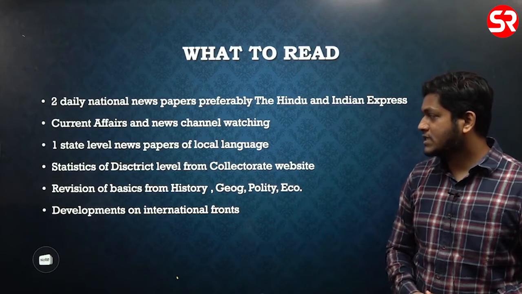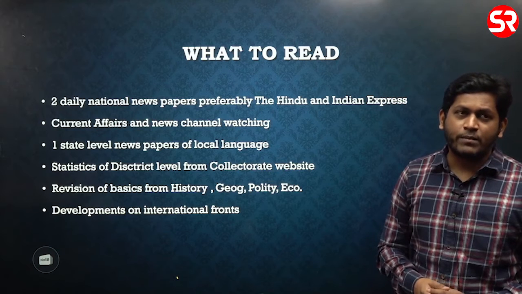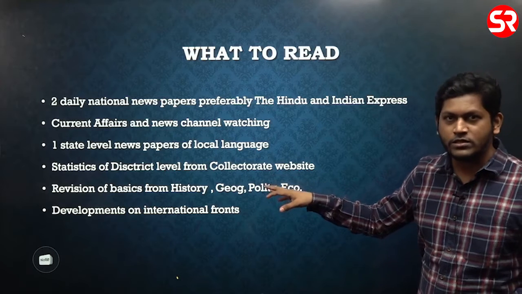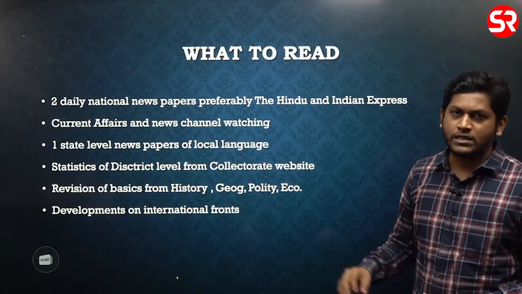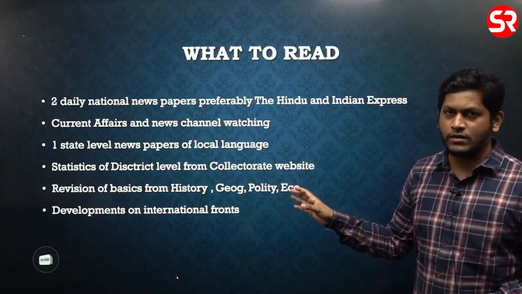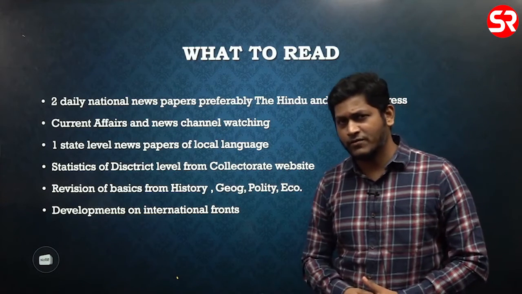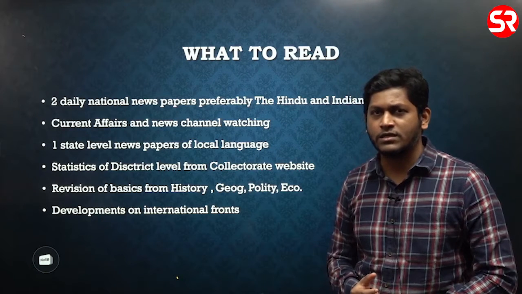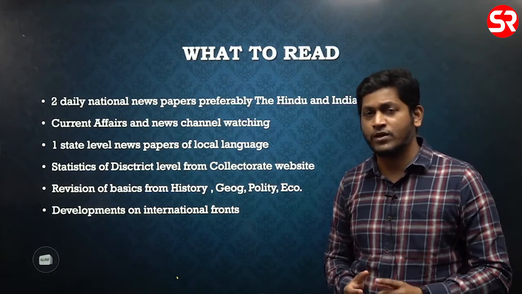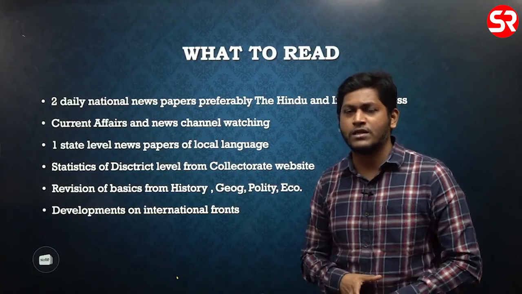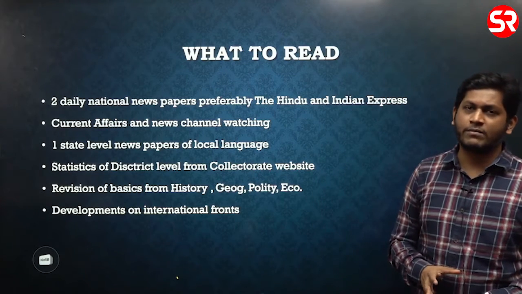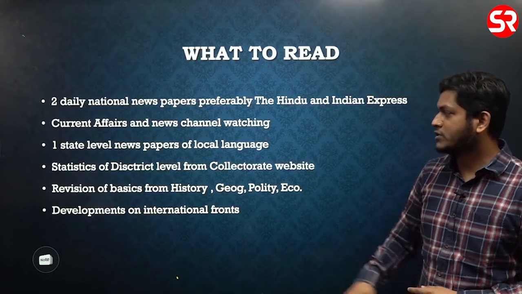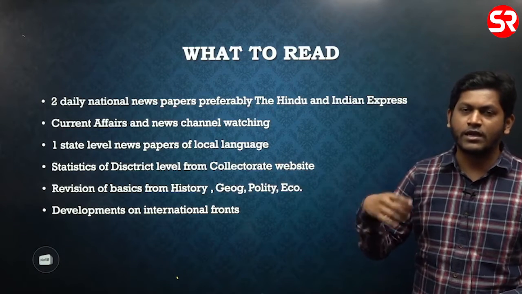Then, statistics at the district level. When you are preparing for the interviews, jot down all the points of the district you are from. This information is easily available on the collectorate websites of the various districts or the state government websites: the number of primary schools, health centers, institutions, colleges, vocational training programs. There is tons of information: the number of dispensaries, primary health centers, the sex ratio in your district, and any other such information. All this information should be running in your head continuously.